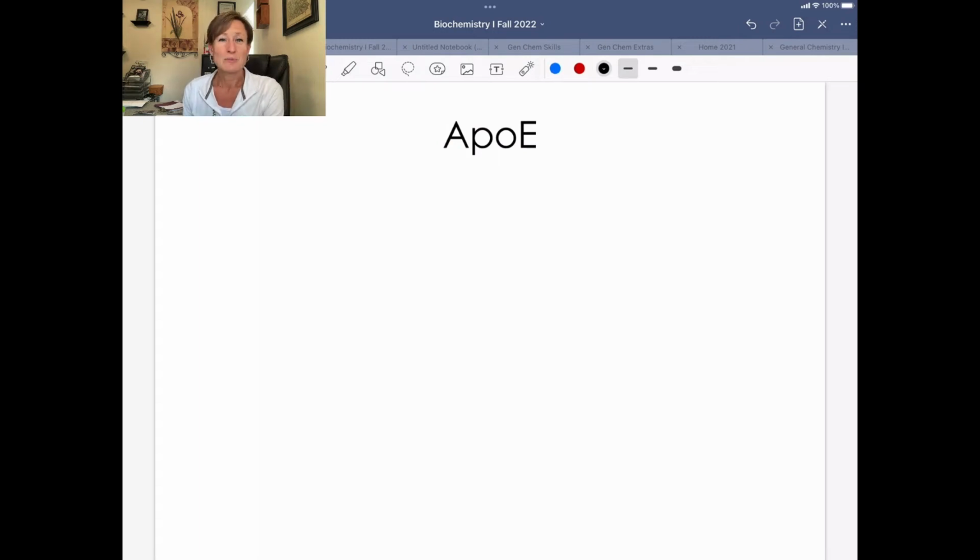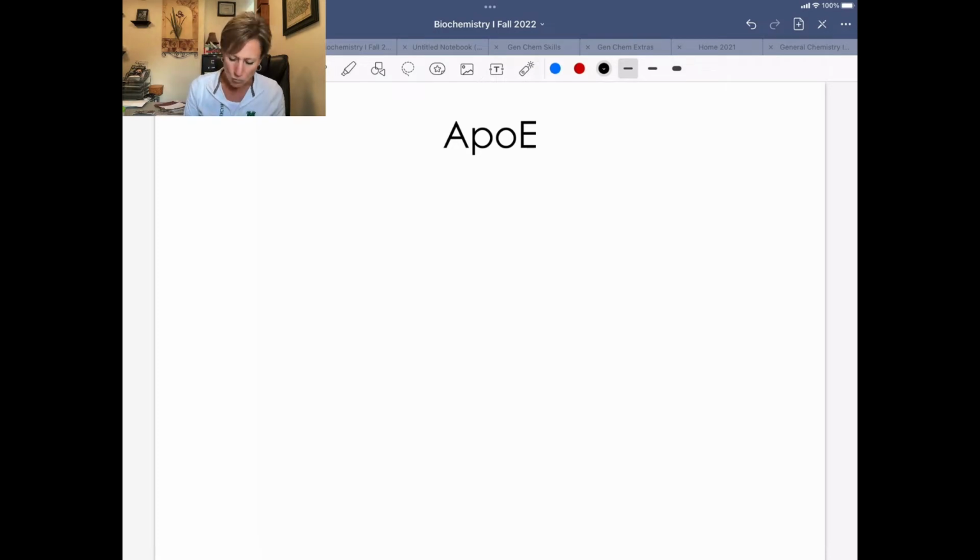So another SNP story, this time about ApoE. Remember, when we talk about SNPs, that stands for single nucleotide polymorphisms. They're not technically defined as mutations per se, but they're differences in alleles among our population, and sometimes we are finding now that those SNPs have some deleterious effects.